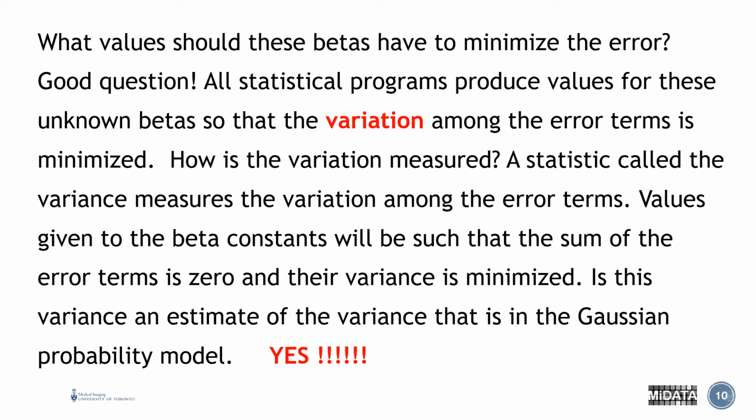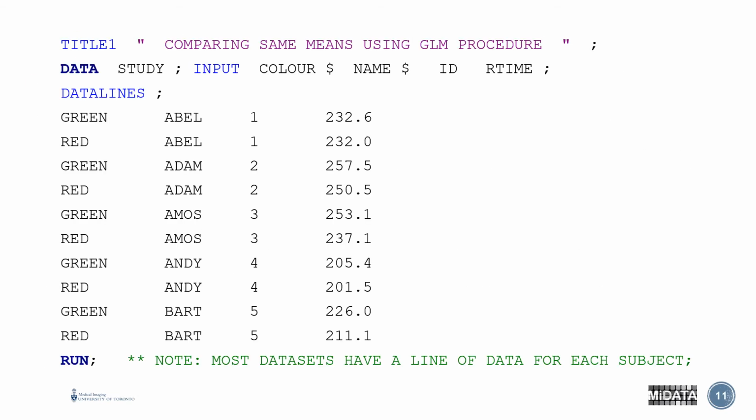So how is this variation measured? Something you know well already. It's a statistic called the variance. Now, values given to the beta constants will be such that the sum of the error terms is 0 and their variance is minimized. Now, is this variance an estimate of the variance that is in the Gaussian probability model? Yes, of course.